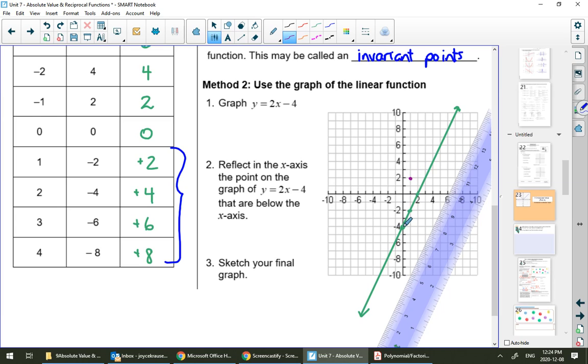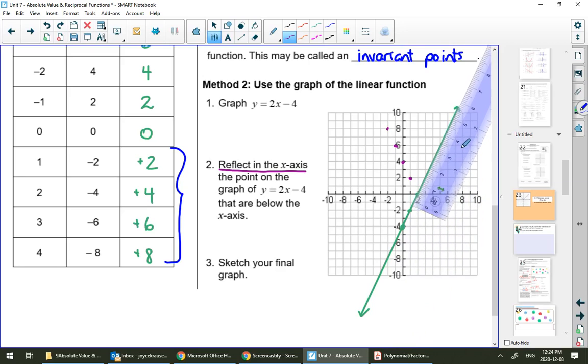We have a point at 0 comma negative 4, so that becomes 0 comma 4. We have a point at negative 1 comma negative 6. And then we have a point at negative 2 comma negative 8. And then all the rest are off our grid, so we'll stop there. So notice that all of our positives stay positive, all of our negatives are going to be reflected in the x-axis. We now use our ruler to sketch that graph.